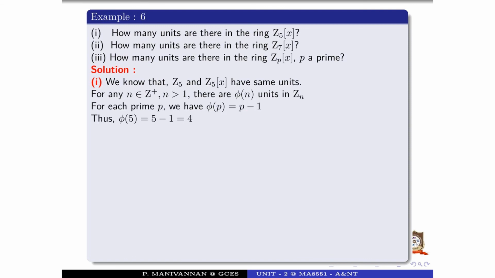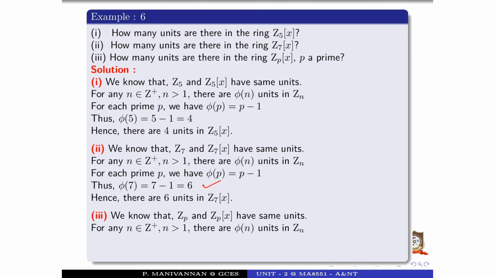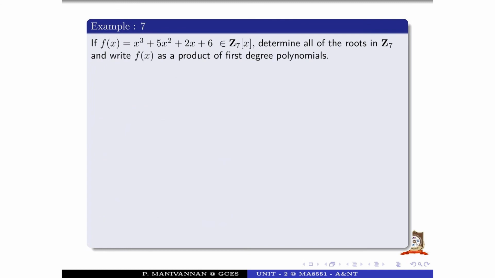What is the condition for phi(n)? For each prime, phi(p) = p minus 1. Here 5 is prime, so 5 minus 1 is 4. Therefore, it has 4 units in Z5. Similarly, 7 is prime, so it has 6 units by the previous result. P is prime, so it has p minus 1 units.